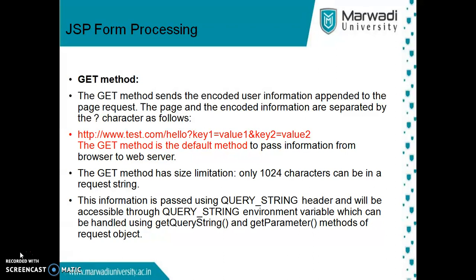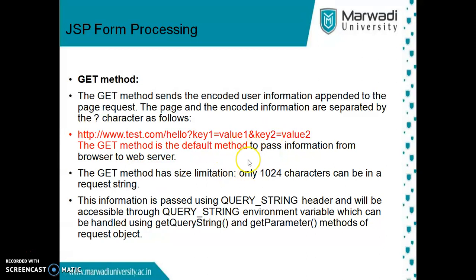The get method sends the encoded user information appended to the page request. The page and the encoded information are separated by the question mark character. If you see the example, www.test.com/hello? After the question mark, your parameters will be appended in plain text: key1=value1 and key2=value2. So you are passing two parameters, key1 and key2, and the values are value1 and value2. The default method is get.